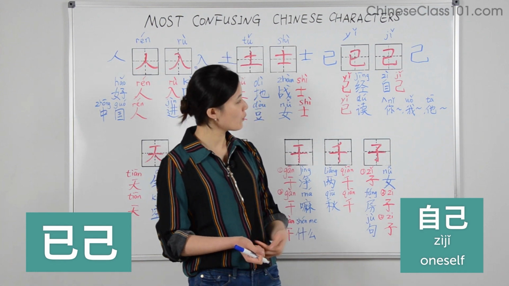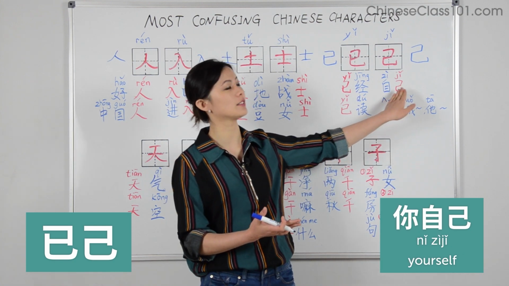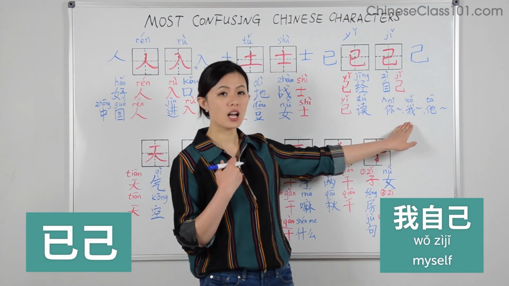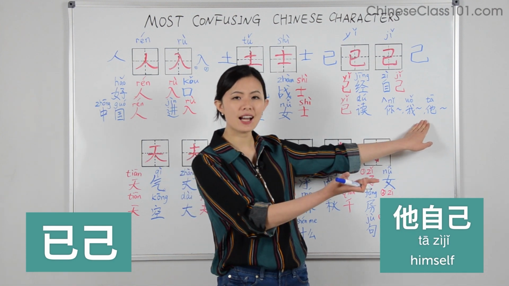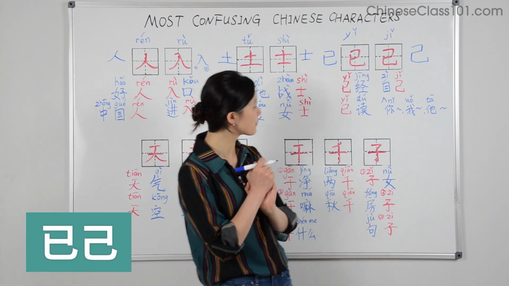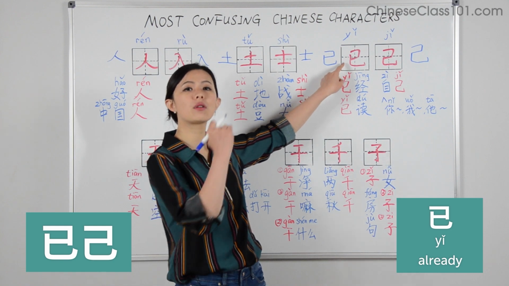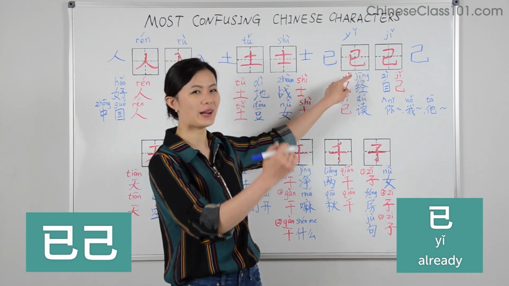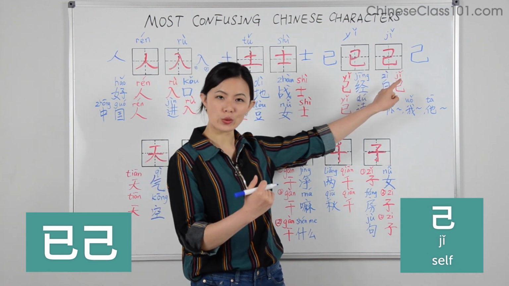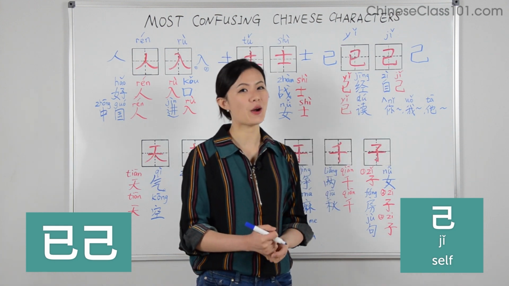We can make more phrases with 自己 by adding the pronouns, such as 你自己, yourself. 我自己, myself. 他自己, himself. Now to recap, the one with the longer last stroke, the one that has already crossed the line, is already, 已. And the one with self-control to not go beyond the line is 己, self.